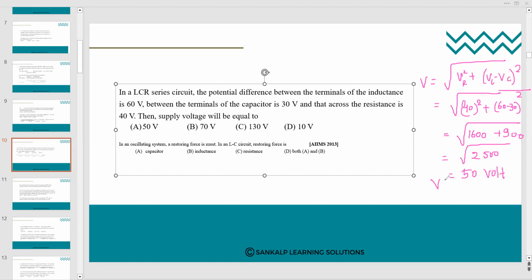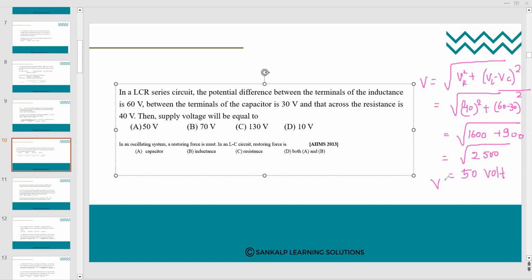Then the next question. In an oscillating system, a restoring force is a must. In an LC circuit, restoring force is. So LC circuit alli restoring force compulsory anta ಹೇಳ್ತಾ ಇದ್ದಾರೆ. So that restoring force is option A, capacitor, inductance, resistance, both A and B.